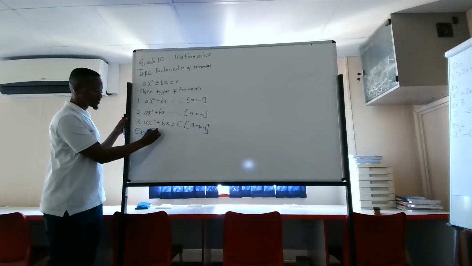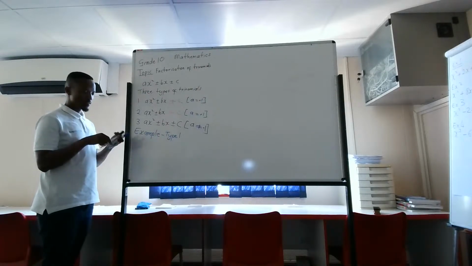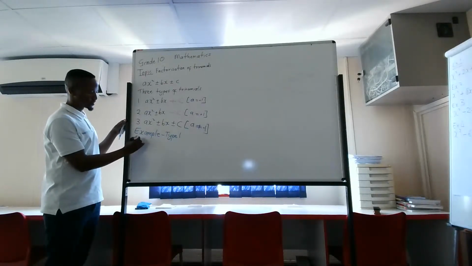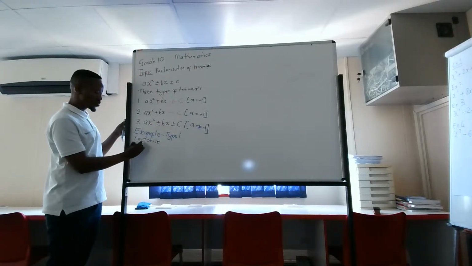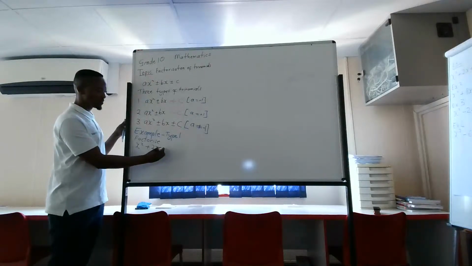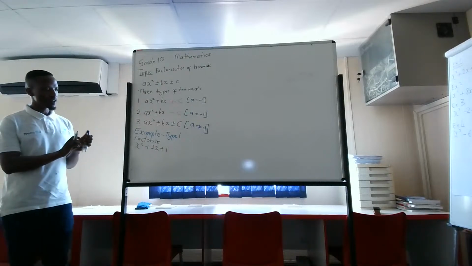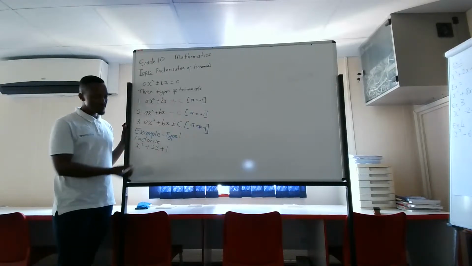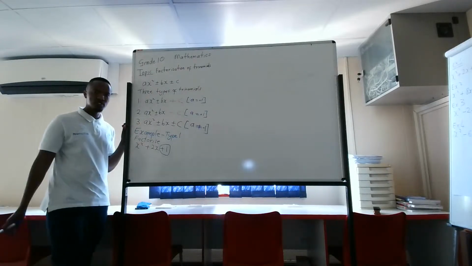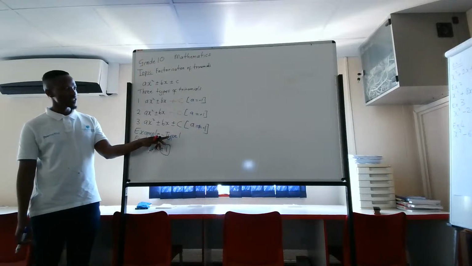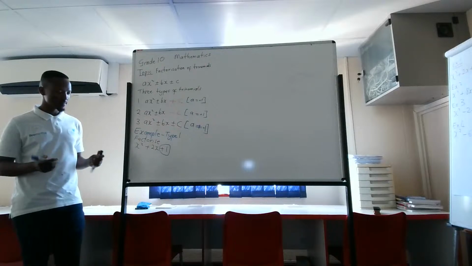Example 1, type 1. Factorize x squared plus 2x plus 1. We are given a trinomial that we must factorize. Our trinomial has its last term positive. It means we are aware that it is type number 1 according to what we have discussed. Our focus for today is only type number 1.